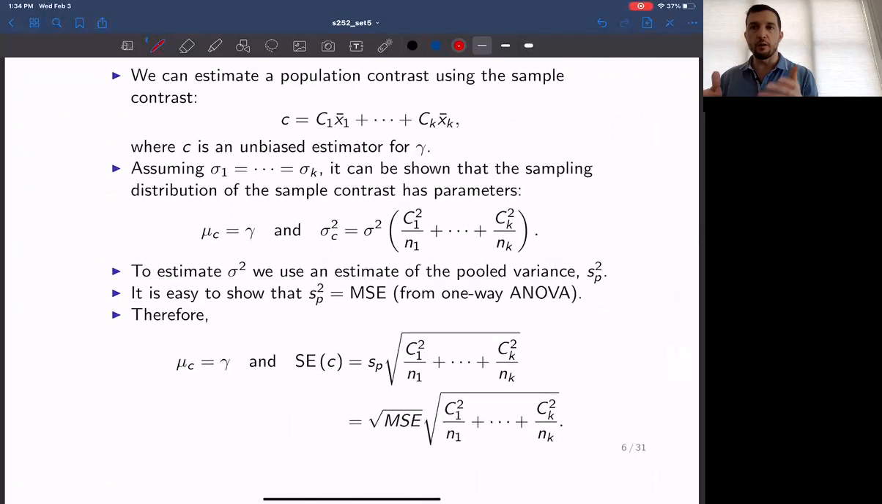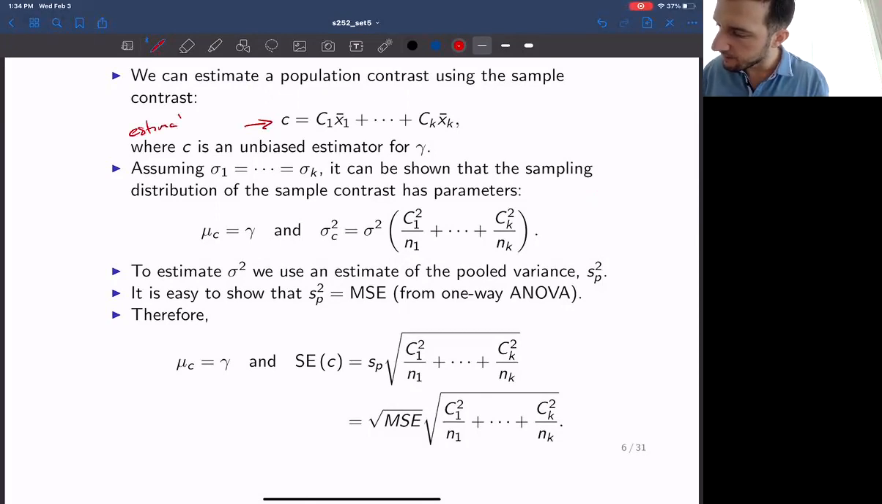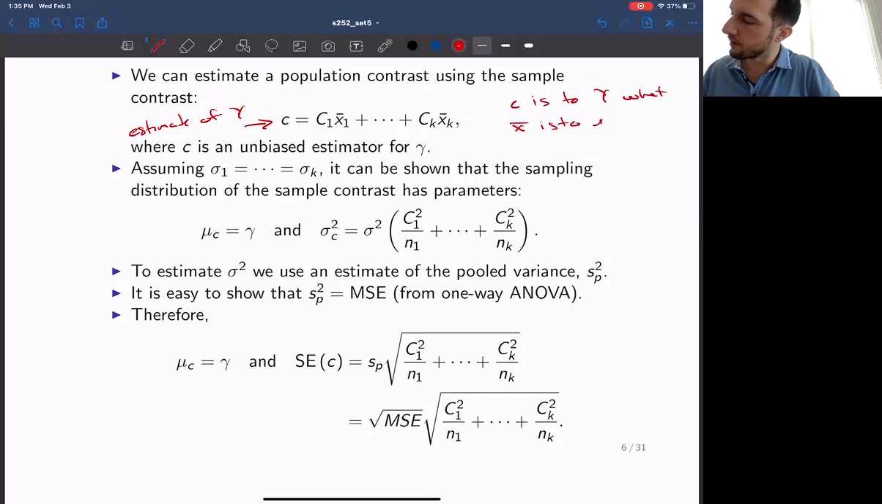And that will allow us to test, for example, if the average of mu1 and mu2 is different from the average of mu3 and mu4. Now you can also do directional tests, but they're not as common. Usually we just look strictly for differences. So how do we test the contrast? Well, we collect our samples and then we build an estimate of gamma, which we call little c. So little c is the estimate of gamma. Little c is to gamma what x bar is to mu.